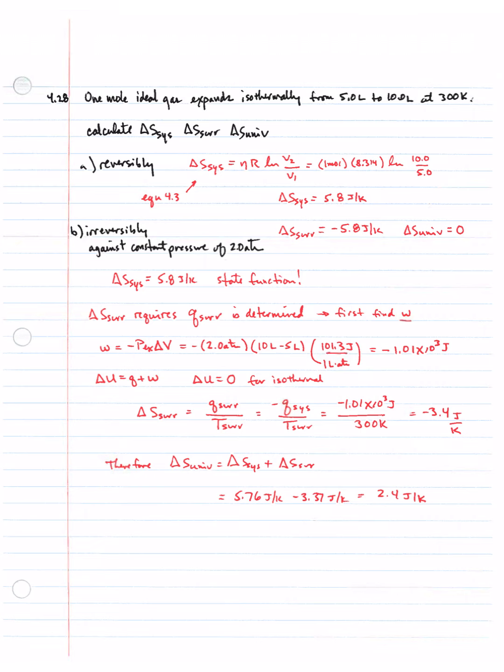That was derived in equation 4.3, and you could do it doing the work in Q way like we did in the previous problem, but we do have a more direct equation, and that is equation 4.3. Equation 4.3 yields a value of positive 5.8 for the delta S of the system. You would expect a system that has a larger volume to have more microstates, so there's more disorder. The delta S of the surroundings is minus 5.8.